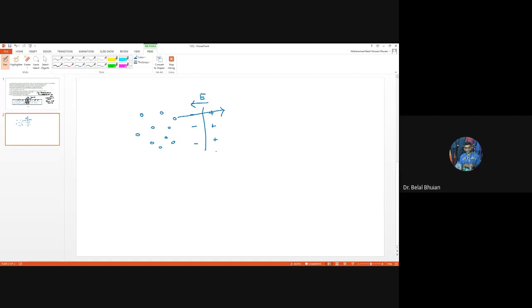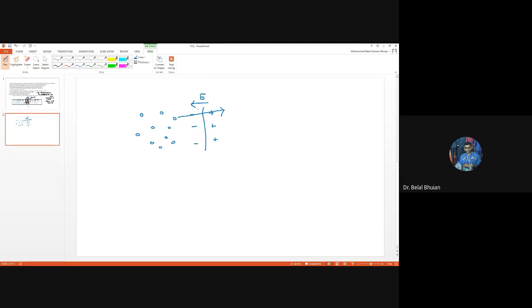concentration isn't uniform. That means as long as the hole concentration on the left-hand side and the hole concentration on the right-hand side isn't uniform, the holes will diffuse from the high concentration area to the low concentration area.